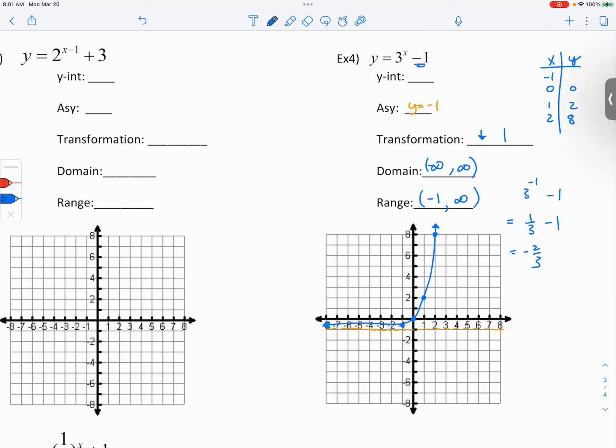For the table, how do you get 4 when x is 0, y? When x is 0, so 3 to the 0 power minus 1, right? What's 3 to the 0 power? No, 1. Anything to the 0 power, it's 1. 1 minus 1 is 0. That would be a growth. And this would be a growth, yes. Okay, it's growing, it's going higher and higher, so it's a growth.